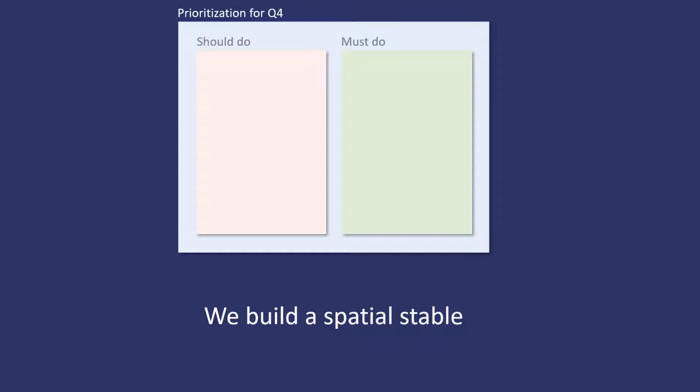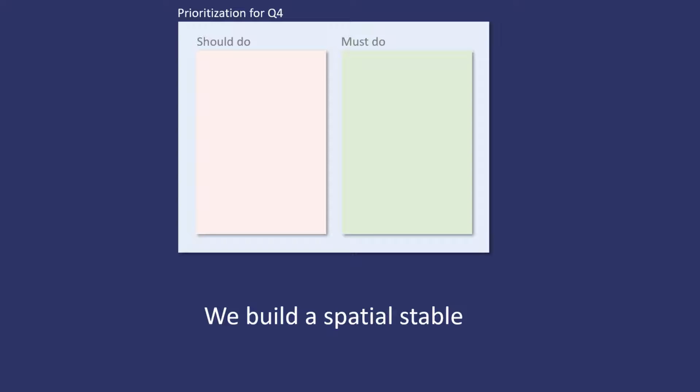Furthermore, we have added a hierarchy. We have a parent prioritization for Q4 category with two child categories, should do and must do. This is in fact one of the main reasons why you would want to use spatial tables, because they allow you to categorize things very easily and visually. mappl-io spatial tables in fact allows you to have up to 5 levels of categories.